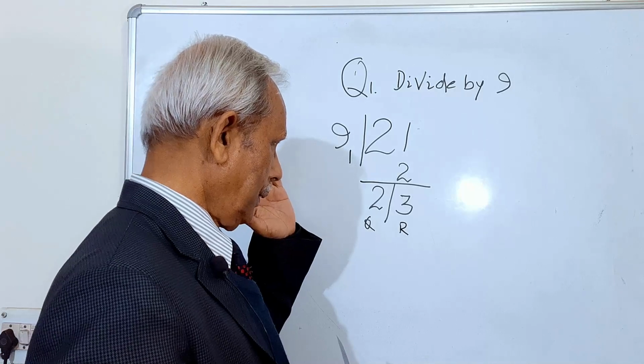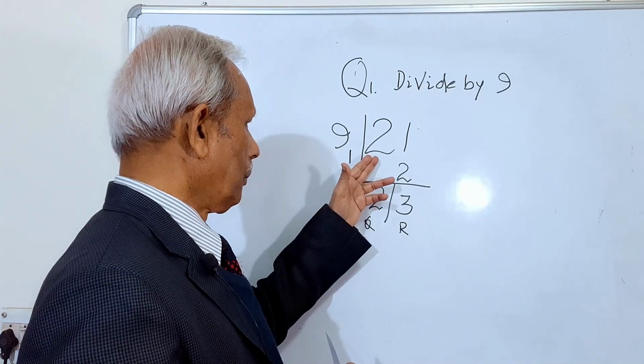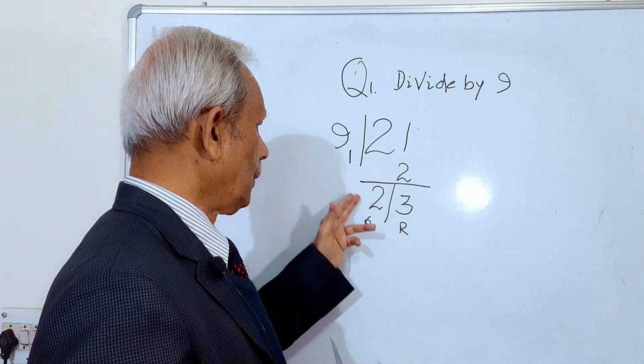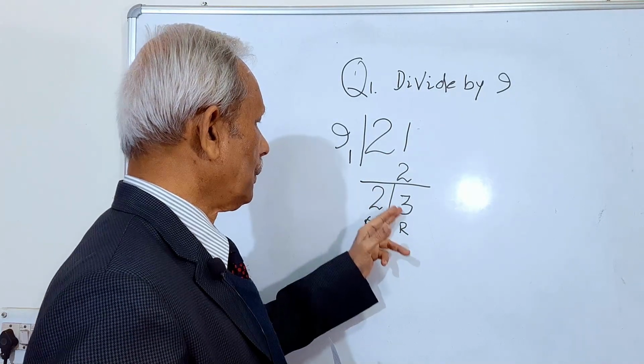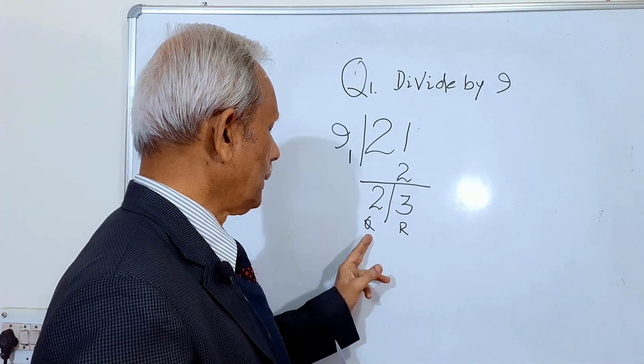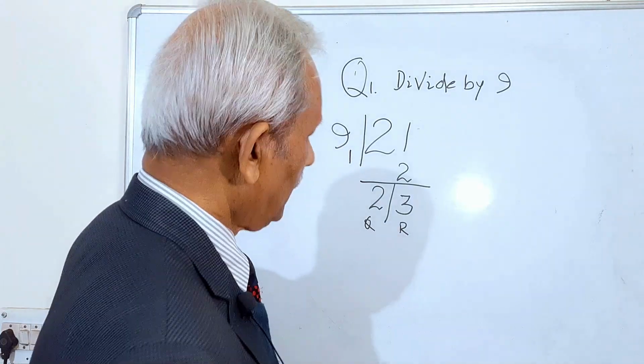You have already done it. You have taken down 2 as it is. 1 into 2 is 2. 2 plus 1, 3. 9 does not go into 3, so 3 remains as it is. 2 is the quotient and 3 is the remainder.